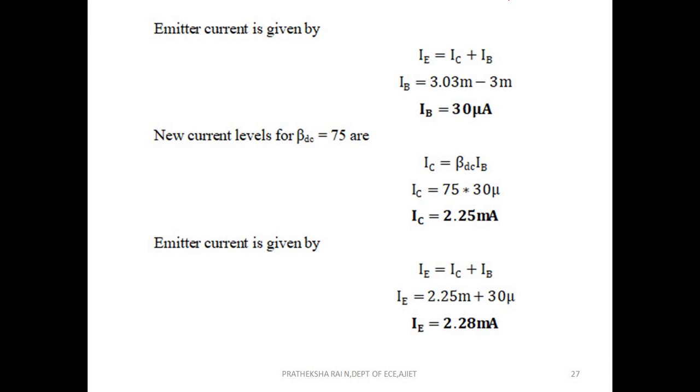So for the new current levels with beta DC equal to 75, the beta DC value is given. From that I can find IC with this equation, IC is equal to beta DC IB. IB we have calculated and beta DC they have given as 75. Substituting that we will get IC is equal to 2.25 milliampere. What about emitter current? Emitter current is given by IC plus IB. Now we have to find the new emitter current. So that is 2.25 milliampere plus 30 microampere, so it will be 2.28 milliampere. Okay, so this is one more type of problem that can be asked.